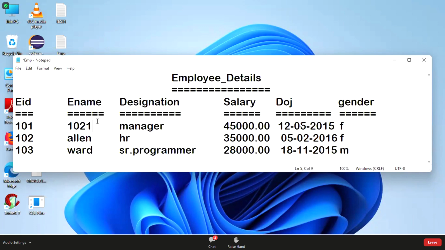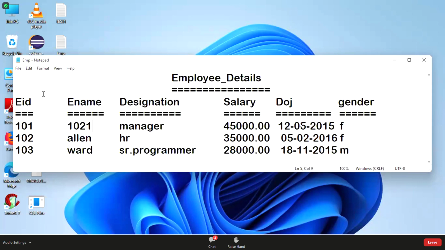can you store like this? No, it's not supported. It shows an error. What is the error? Conversion errors. Data type conversion problems occur. But in my flat file, I was successfully able to update it, right? Yes, I successfully did it here.